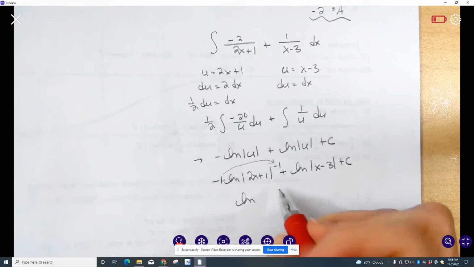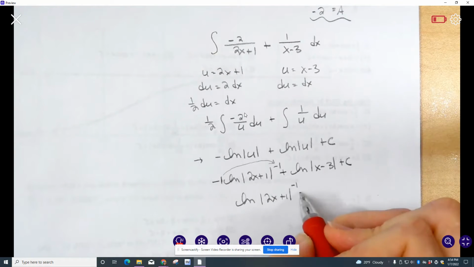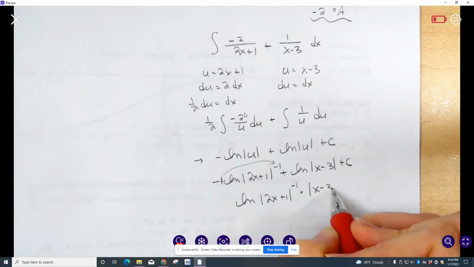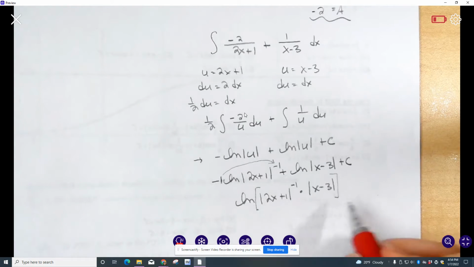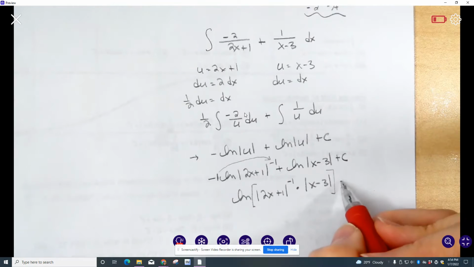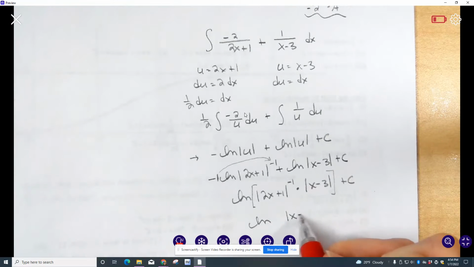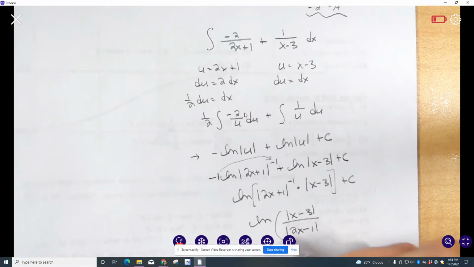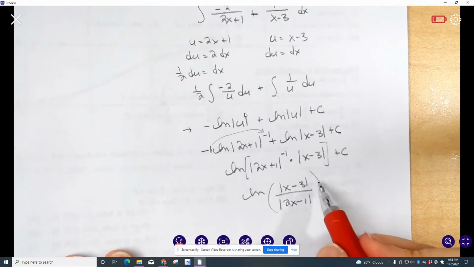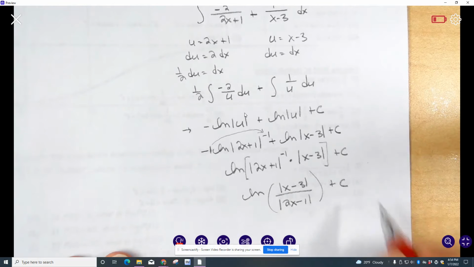So my first step might look like this. 2x plus 1 to the -1 times x minus 3. So this is all, combine them into a single log. Now this -1, I would send that to the bottom of my fraction. So it's the natural log of x minus 3 divided by 2x plus 1, plus c.